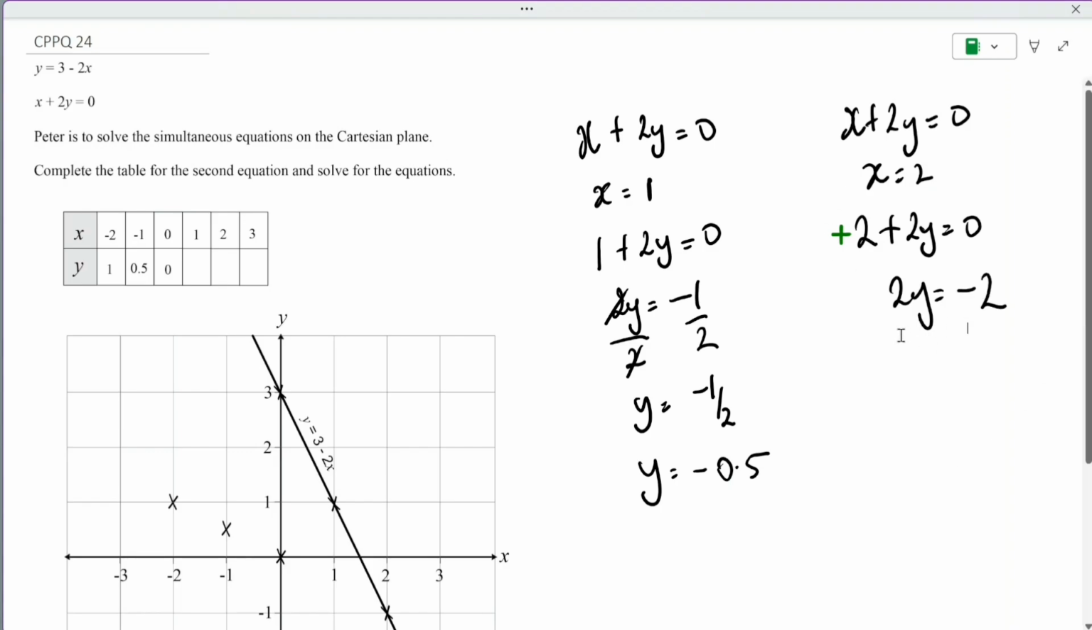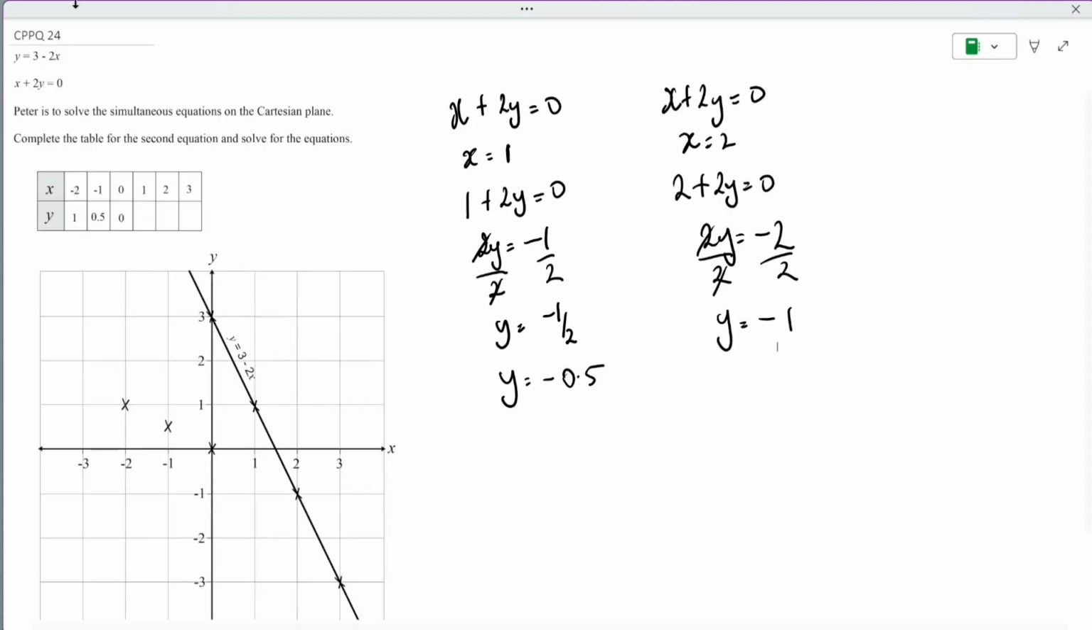We're looking for y, so we divide both sides by the coefficient of y. So we divide both sides by 2. 2 cancels 2. y equals minus 2 divided by 2. We can go for the signs first. Negative divided by positive will give you negative. 2 divided by 2 will give you 1. So when x is 2, y is minus 1.